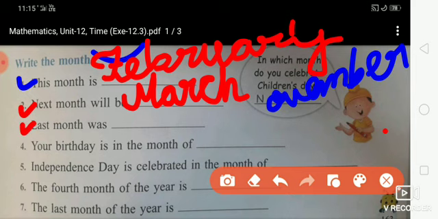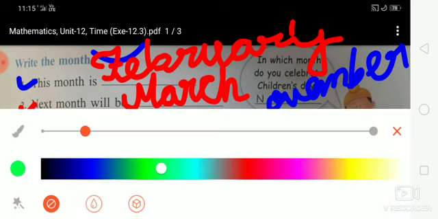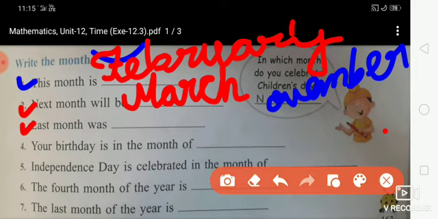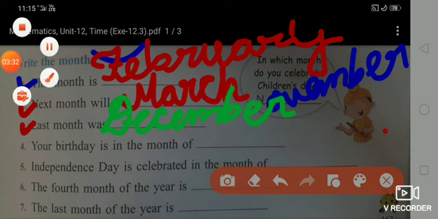And the last month. Last month was December. So the spelling of December: D-E-C-E-M-B-E-R. December. Okay, and last month was December.